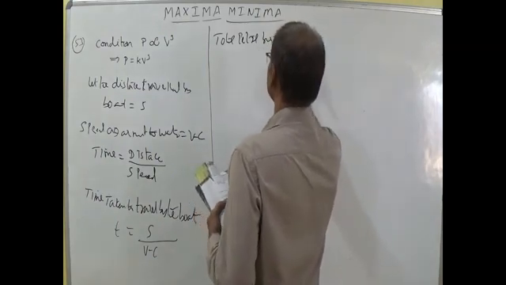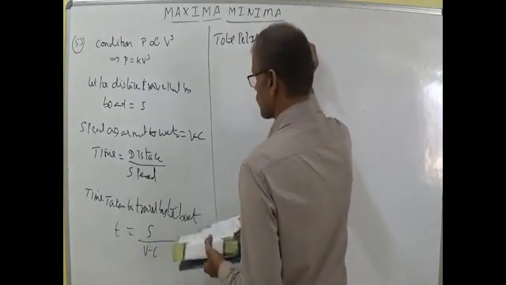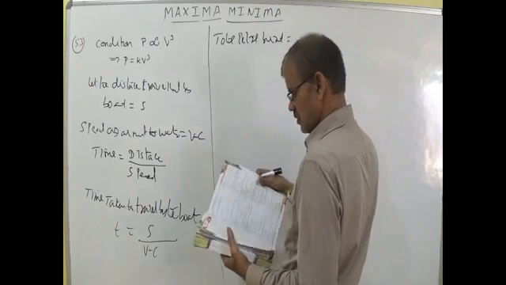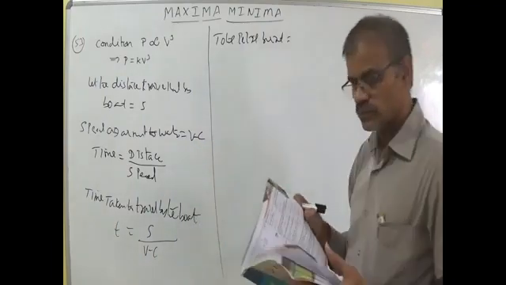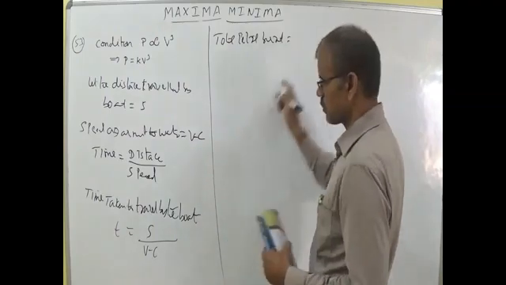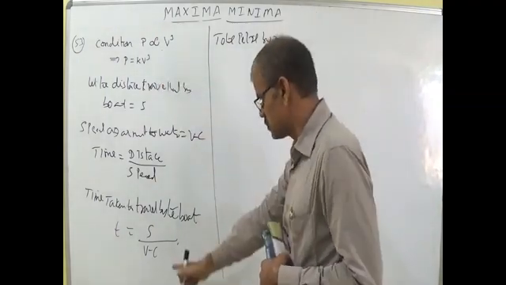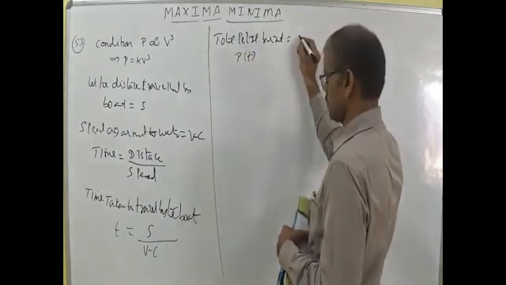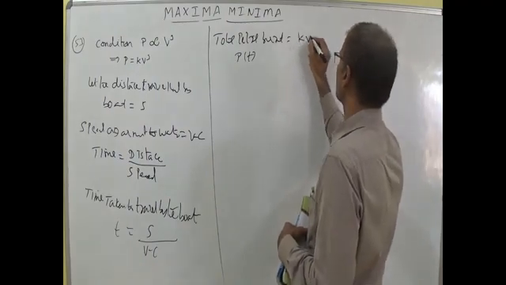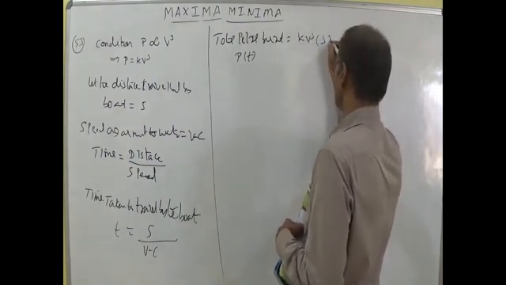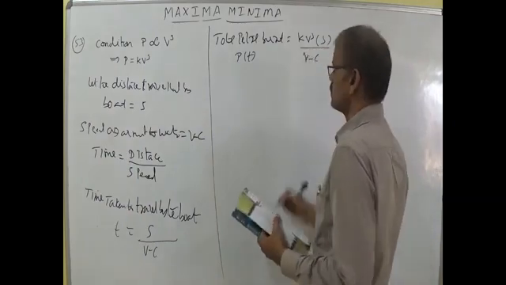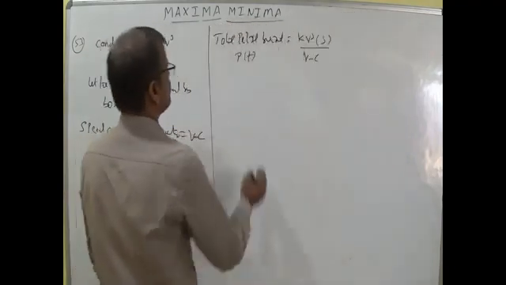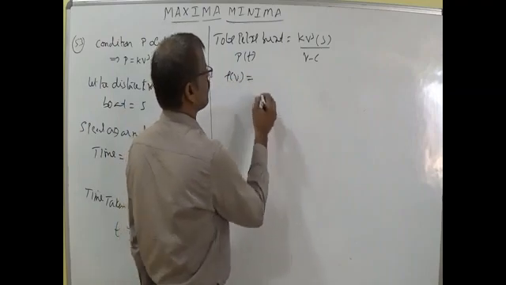Total petrol burnt is equal to petrol per hour into total time. According to our question, petrol per hour is kV cube, and total time is S by V minus C. So total petrol burnt is kV cube into S by V minus C. You should now calculate the velocity, so let it be a function of V.